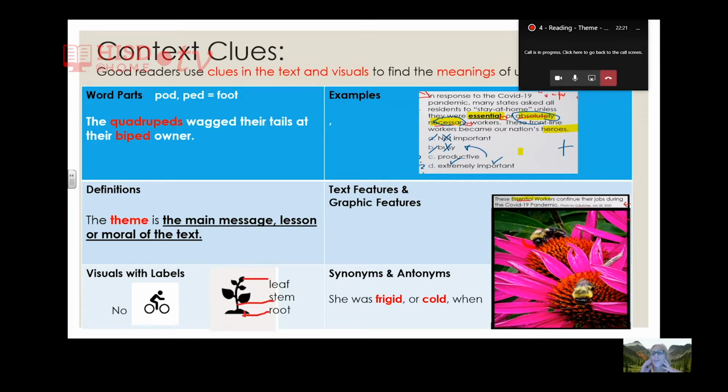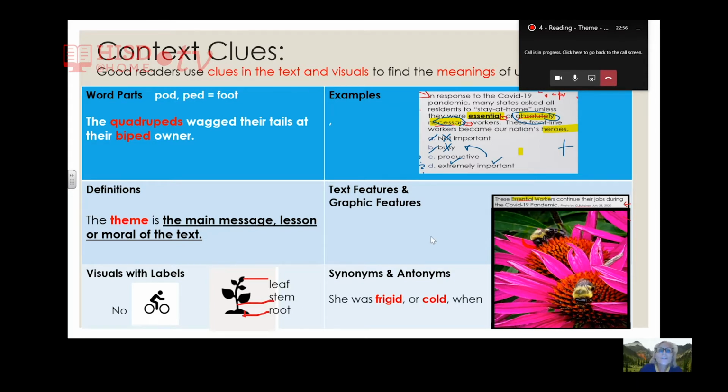They continue their jobs. So we looked at the text features, which was the caption, the graphic features, which was the picture, and we read the text. And with all of those clues, we figured out essential didn't just mean busy, like busy bees. The trick. You didn't want to fall for the trick, did you? But it meant essential during the pandemic. Essential, they were absolutely necessary. And you go back to these other things. That's how you put all those together.